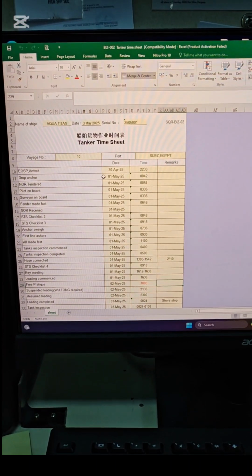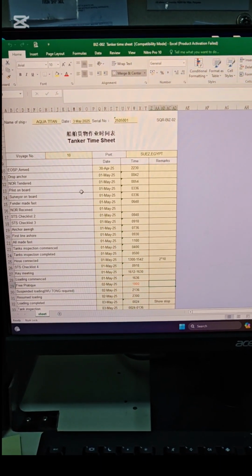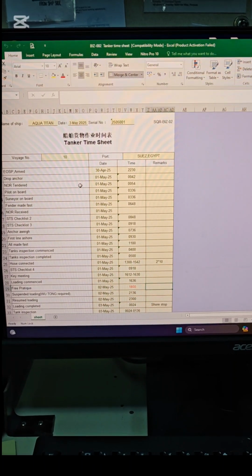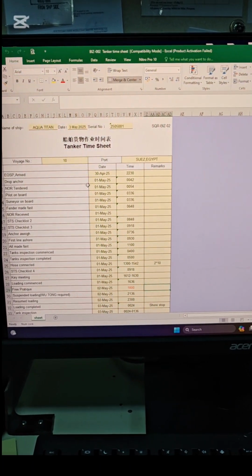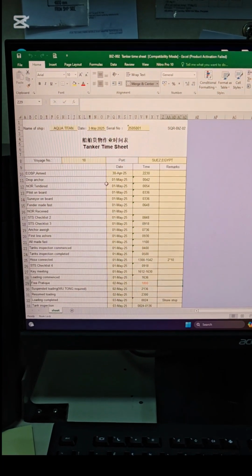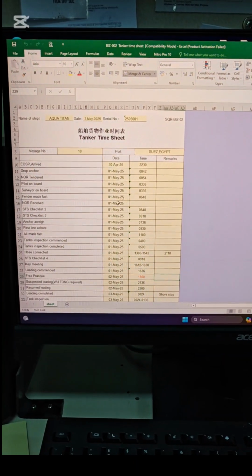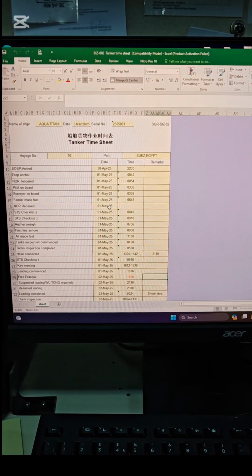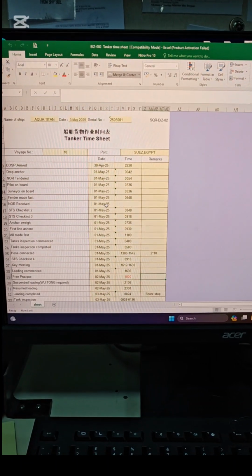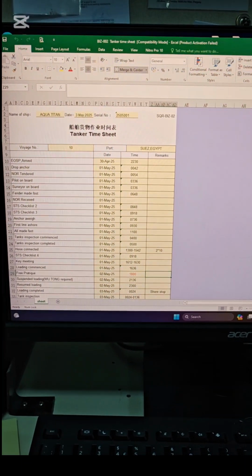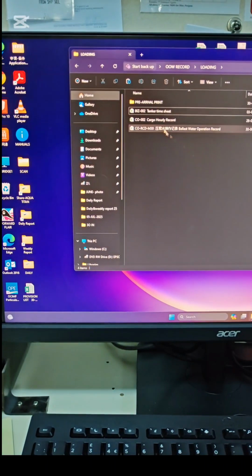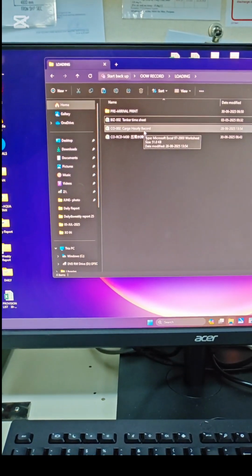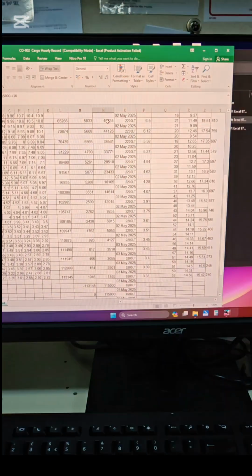This is also the OW record. OW means officer of the watch in cargo operation. For cargo operation in the CCR they will maintain this tanker timing sheet also. You can call it SOF also; on some vessels it is SOF, statement of fact, the same thing. And after that, the cargo hourly record.